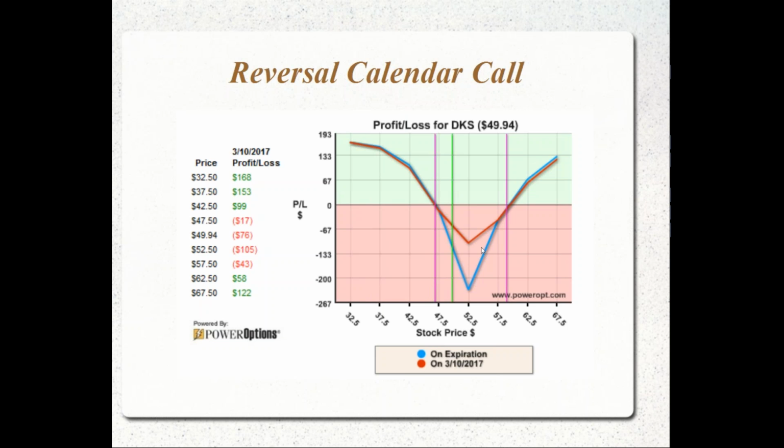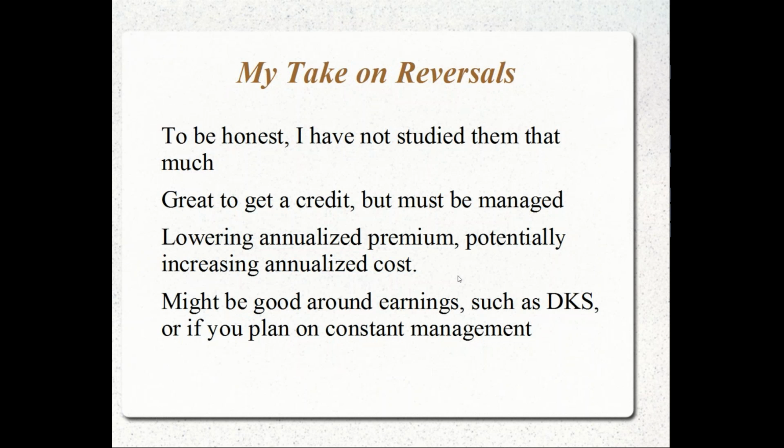It can be profitable, but you need a movement just like you would in a long straddle or a long strangle. And if things don't work out in the first month, remember you're going against one of the general core principles of options investing, because you'd have to buy another 52.5 and you're increasing your annualized cost. Okay? My take on reversals, to be honest, I haven't studied them that much. It's great to get a credit, but it has to be managed, and you need a large movement in one direction or the other to realize a profit in that first cycle.